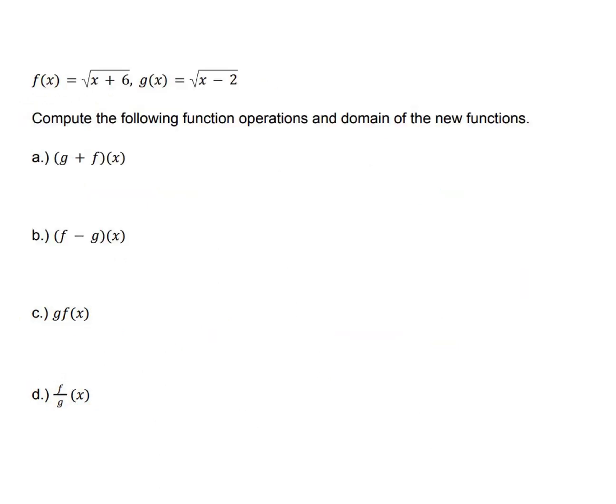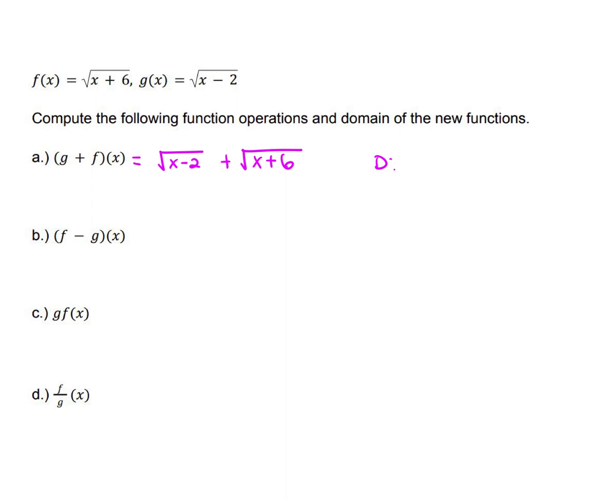Here we have f of x is the square root of x plus 6. G of x is the square root of x minus 2. So again, it says compute the following functions and the domain of the new function. So we have g plus f of x. So that's going to be the square root of x minus 2 plus the square root of x plus 6. And then the domain here is x.